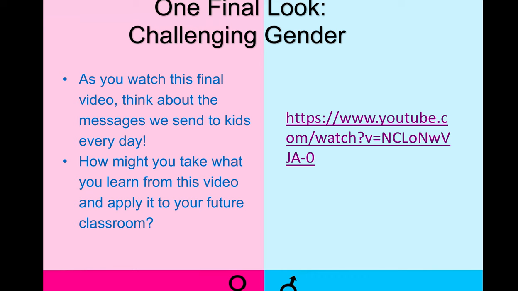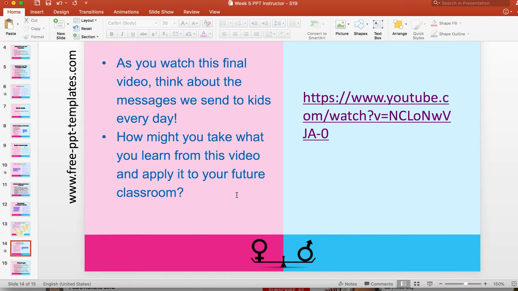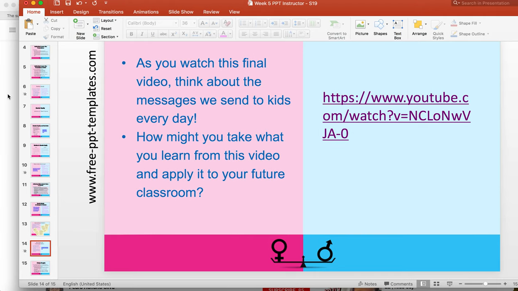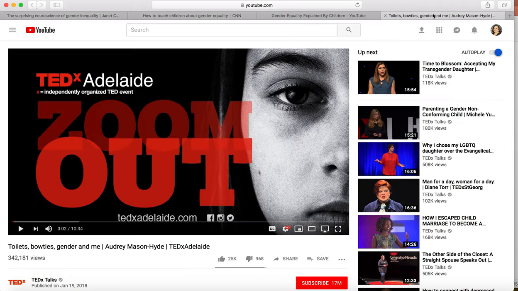So we're going to take one final look at how we challenge gender. As you watch this final video, think about the messages we send kids every day. How are we promoting, even inadvertently, those gender stereotypes or gender roles? And then how might you take what you learned from this video and apply it to your future classroom? So this is our final video. Once again, let me just pull this over to get to our video slides. And the title of this one is Toilets, Bow Ties, Gender, and Me. I think you'll really enjoy this one.